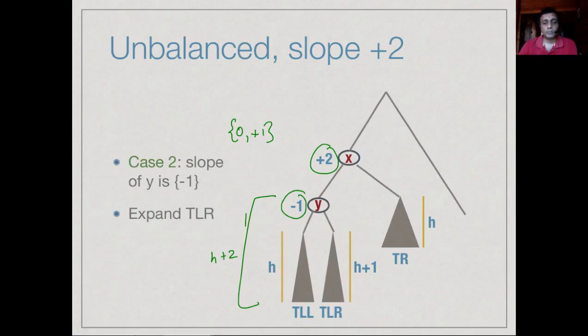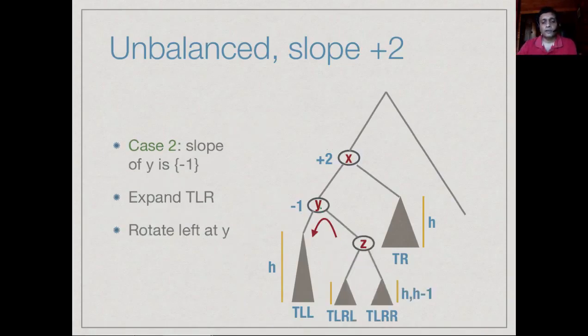So now we are going to expand out this node. Now it's h plus 1. So there is at least one node here. Even if h is 0, it has at least a root node. So we will expose that root node as we exposed y earlier. Okay, so now we have expanded this TLR as z with two subtrees, TLRL. So this is supposed to indicate that I start at the original tree, go left, go right, and go left. So TLRL, go left, go right. So this is TLRR. So that's the notation for these subtrees, right?